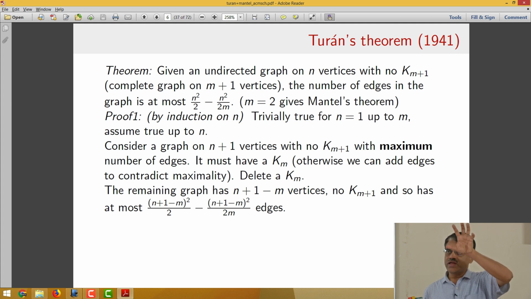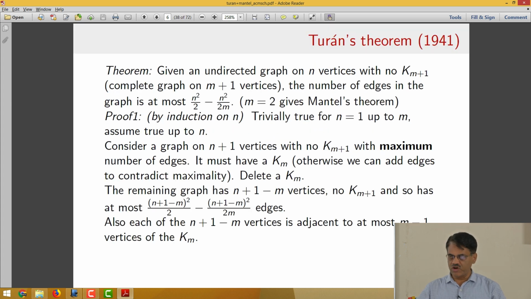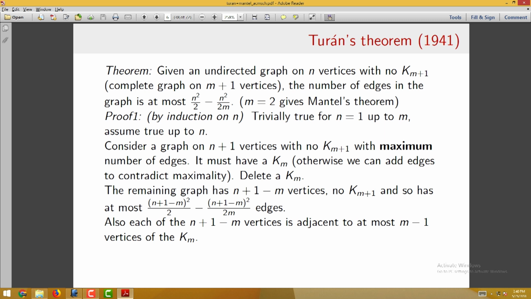Now your K_m, what can you say about the remaining graph? Each of the remaining n plus 1 minus m vertices is adjacent to at most m minus 1 vertices of the K_m, right? Because if any single vertex is adjacent to all of it, that will form a K_{m+1}. So any single vertex is adjacent to at most m minus 1 of the clique you have deleted. Now you do your calculations and things will fall in place.